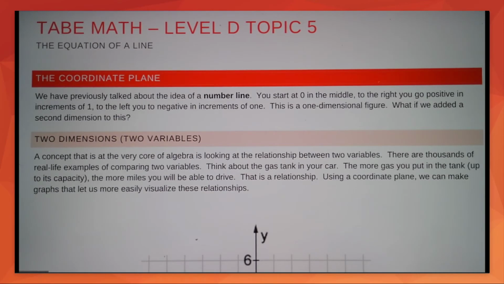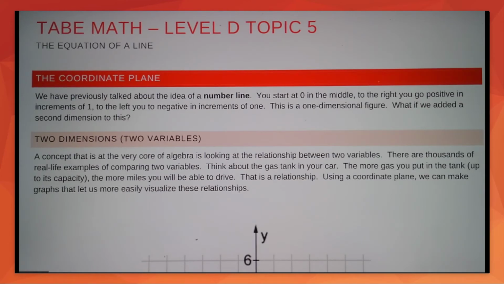This topic is called the equation of a line. There's quite a bit of build up here before we actually start graphing lines. So let's go ahead and do it. We graph lines on this concept, this thing called a coordinate plane. It's actually called a Cartesian coordinate system, but we don't need to go into all that.